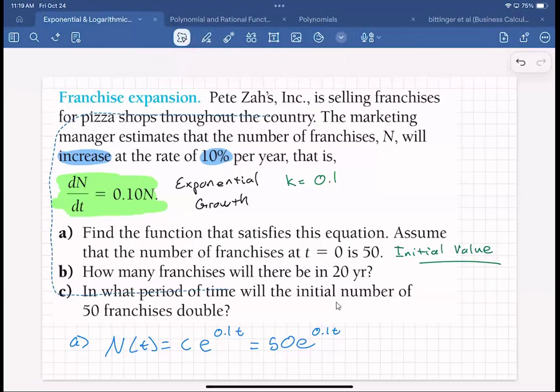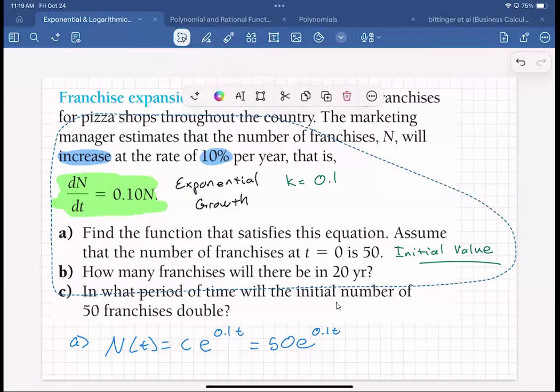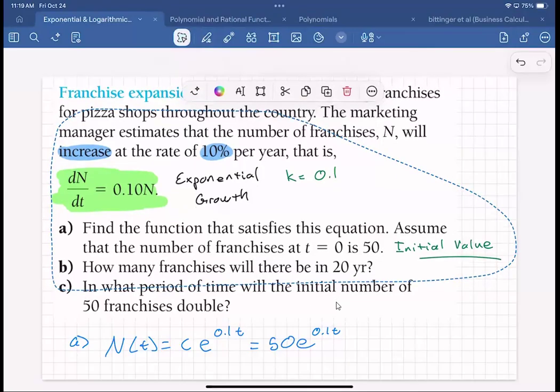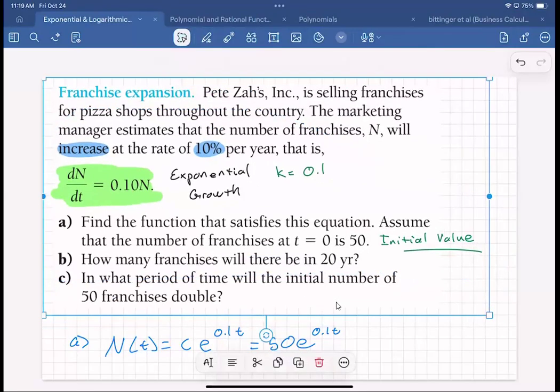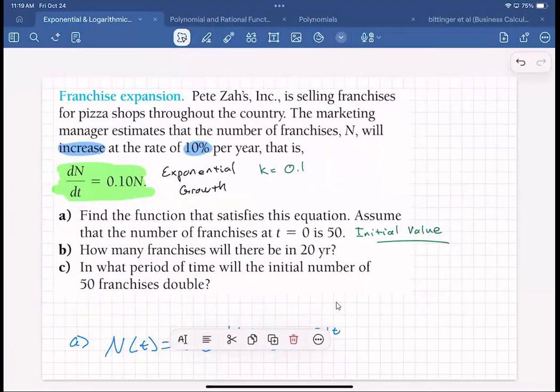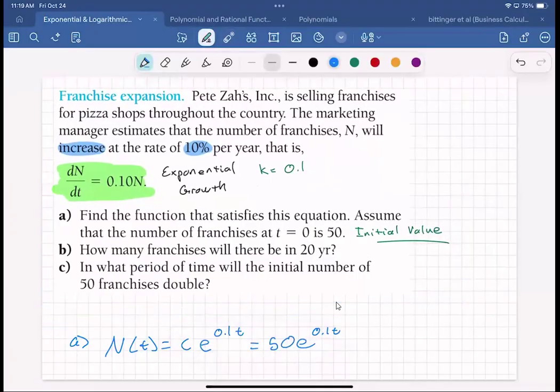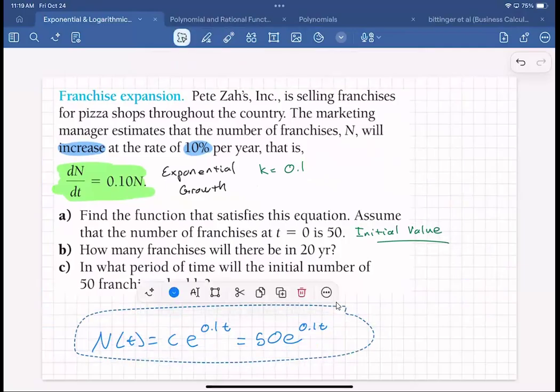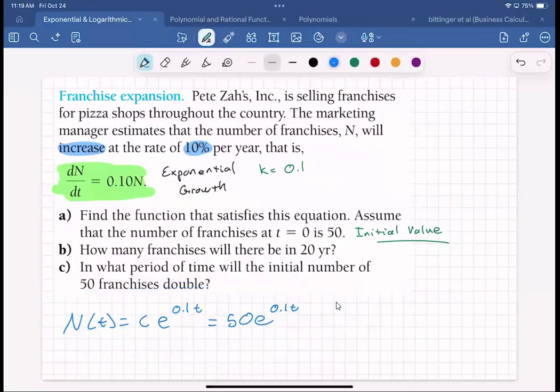What is part B wanting us to do then? Estimate how many franchises after 20 years. So where are we plugging in the 20 is the key. We want to go plug that in for t. So for that next part, we're going to say N of 20 equals 50 e to the 0.1 times 20.